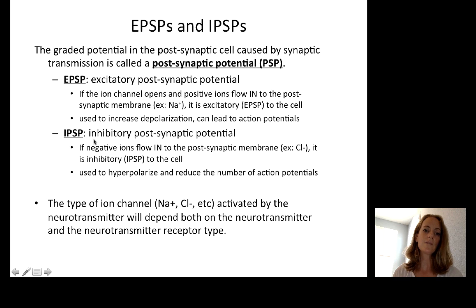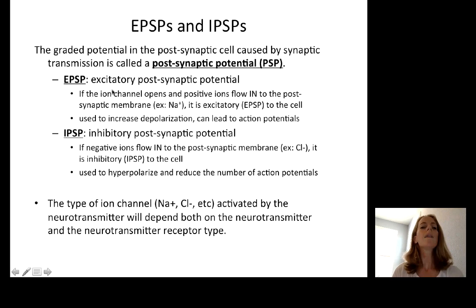Often, individuals with epilepsy have some imbalance in the excitation inhibition such that regions of their brain are overly excited, and that can lead to seizures. So a lot of epileptic medications will actually increase the IPSPs or the inhibitory neurotransmitters to try to balance out that overstimulation that's happening in the epileptic condition.